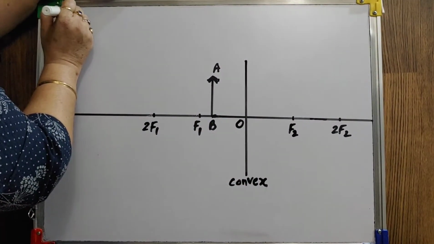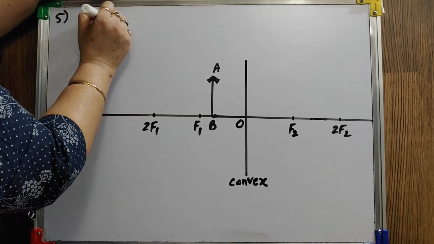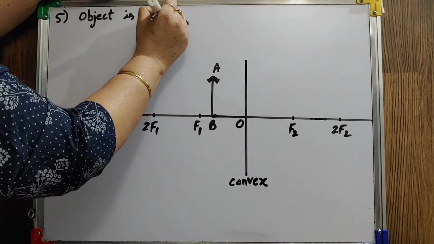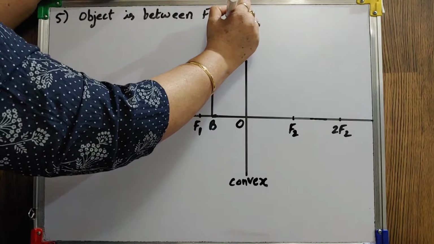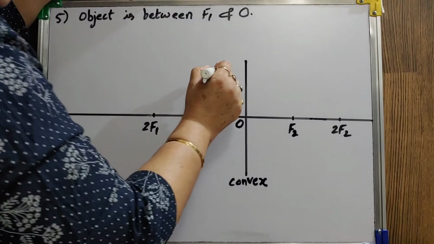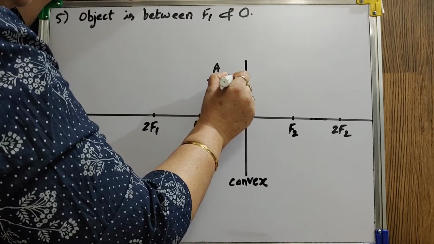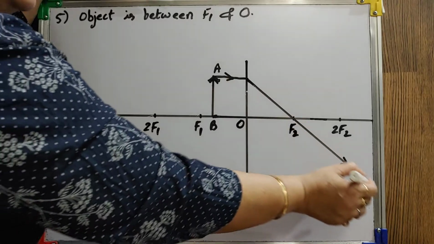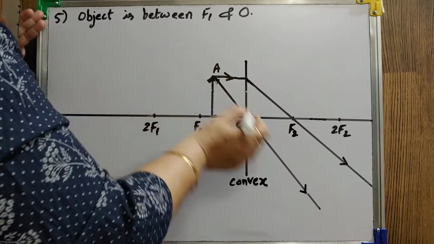Now the fifth position. The object is between F1 and the optical center, so I have taken the position accordingly. First draw a line parallel to the principal axis. After refraction through the lens, it will pass through F2. The second ray joins A and O.